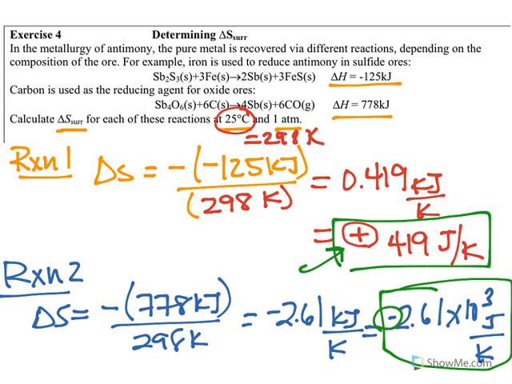So that second reaction certainly is not as favorable, which we also can get an idea of from the delta H value being positive. Endothermic reactions typically are not as favorable.